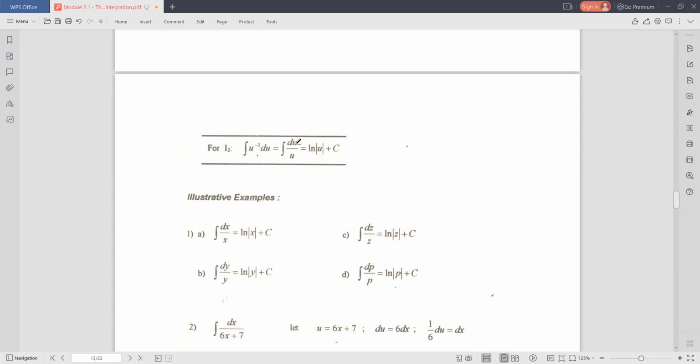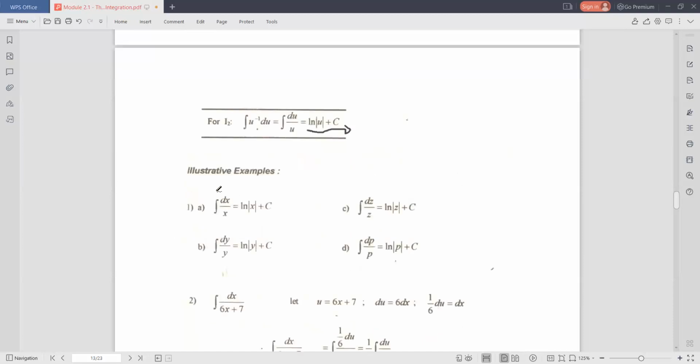So this is your general formula. Its equivalent is ln of u plus c. Meaning whatever the value of your u, you put it inside the absolute value, ln of |u|. It doesn't matter if it is negative or positive, you just disregard the sign. So you have ln of the magnitude of u, then plus c.